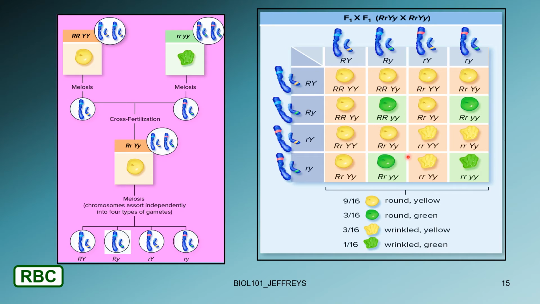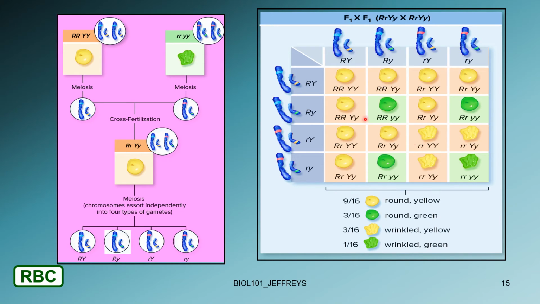So every time you add a gene, your Punnett square is going to get exponentially larger. So we went from the monohybrid with 4 squares to the dihybrid now with 16 squares, right? And it's going to go up from there every time you add a gene.